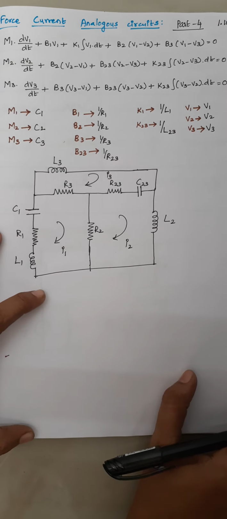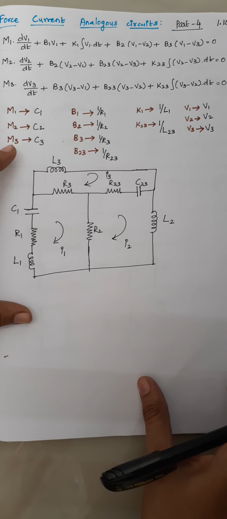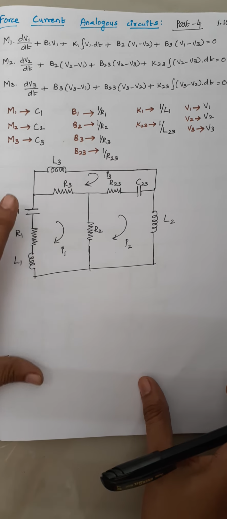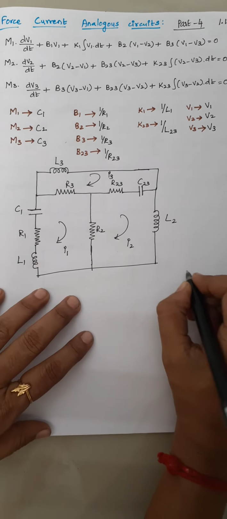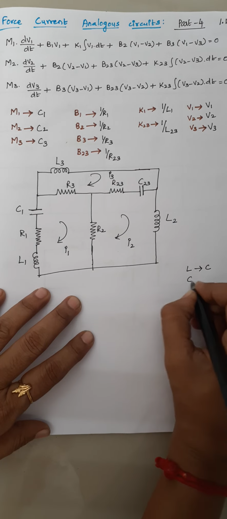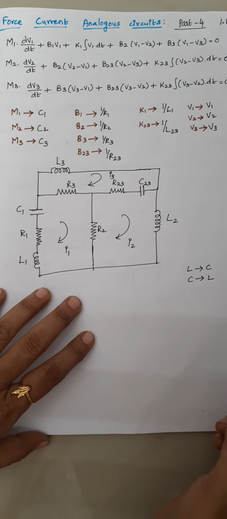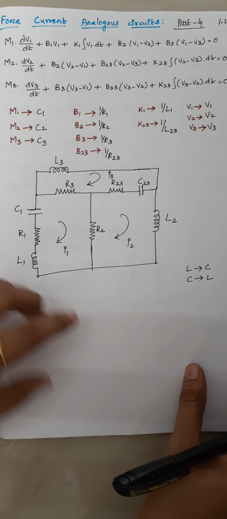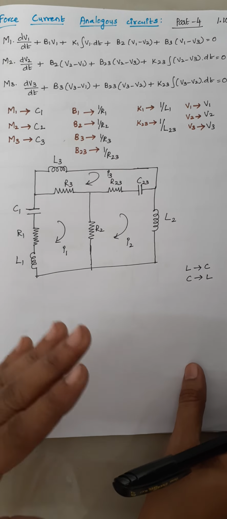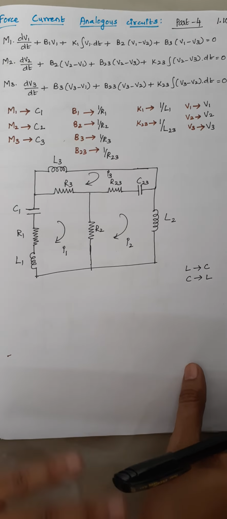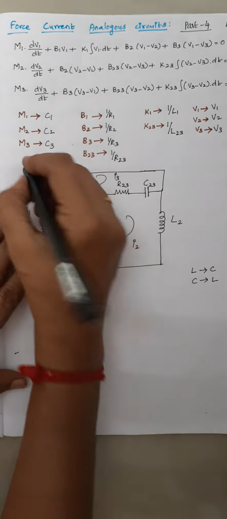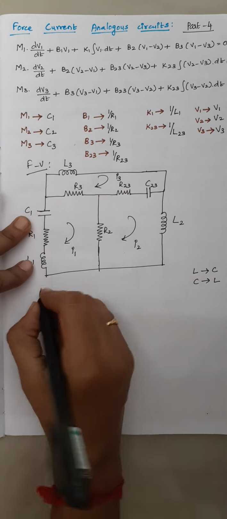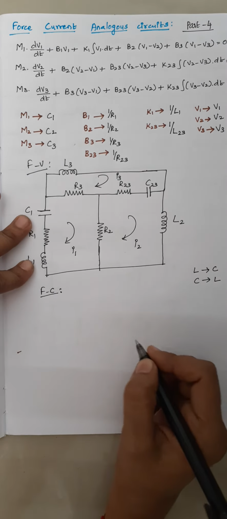As I already said, the things to be replaced: an inductor should be replaced by a capacitor and a capacitor should be replaced by an inductor. This is a short trick, right? So we replace inductors with capacitors and capacitors with inductors, and the resistors will remain as such. This is the first criterion. The second one is, the elements which are connected in series will be drawn as elements in parallel in our force current analogous circuit. This is our force voltage analogous circuit, and now I am going to draw the force current analogous circuit.